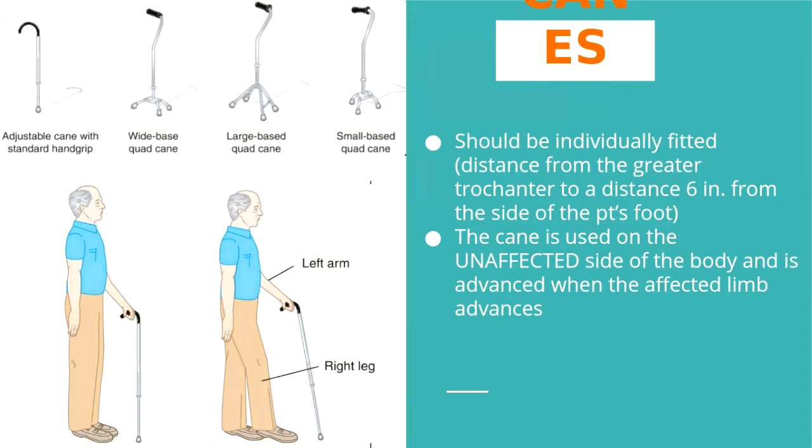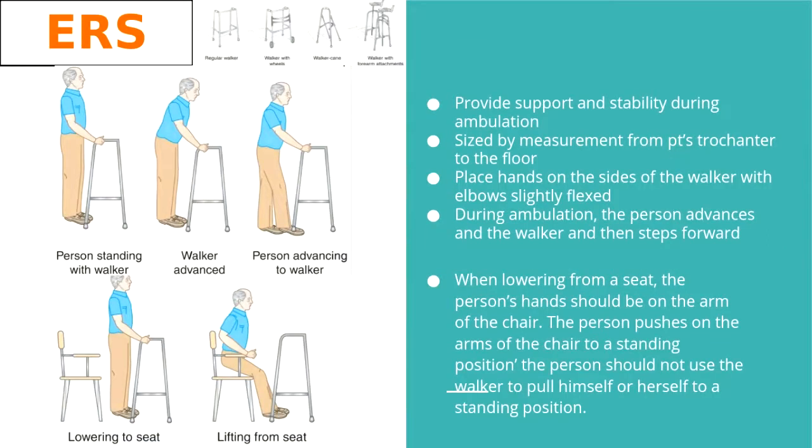So next I have walkers, which is once again cut off. Sorry about the graphics for some reason. On the top, I have the different walkers that are available. There's regular walkers, walkers with wheels. Sometimes you'll see patients putting tennis balls so that they're able to slide better. And walkers offer a lot of support and stability during ambulation. Their sizing has to be from the patient's trochanter to the floor.